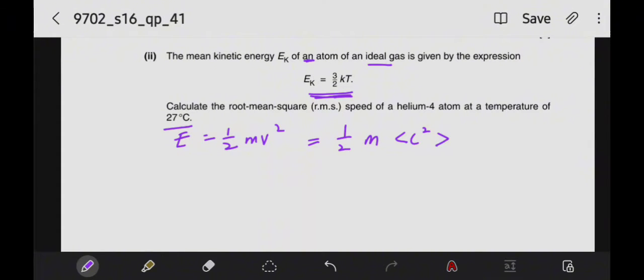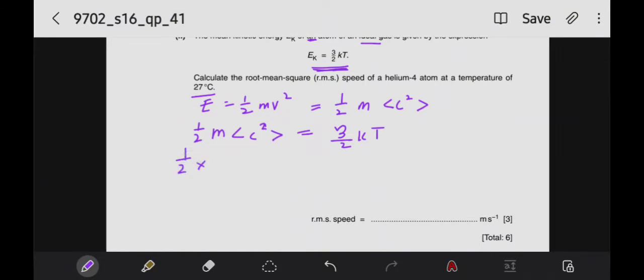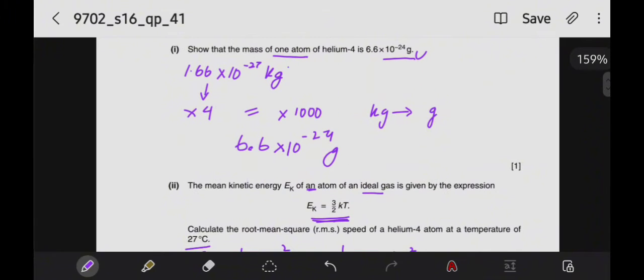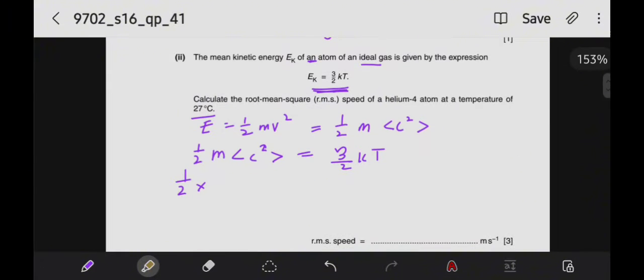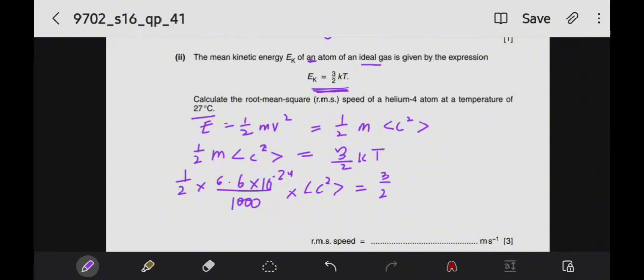Okay, so let's now half. We will take mass of one atom, which we found out here, but remember that this is in grams. We need to convert it to kilograms. So it would be 6.6 into 10 to the power minus 24 divided by 1000 into the mean square speed is equal to 3/2. Boltzmann constant you can see from the data that has been given before the paper.